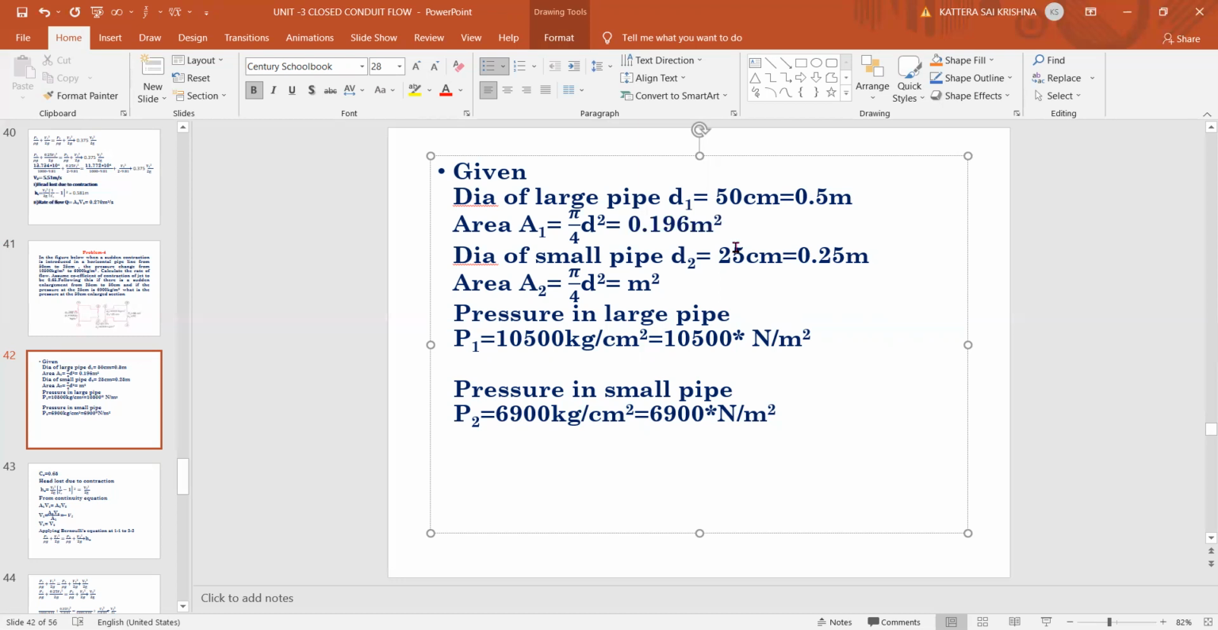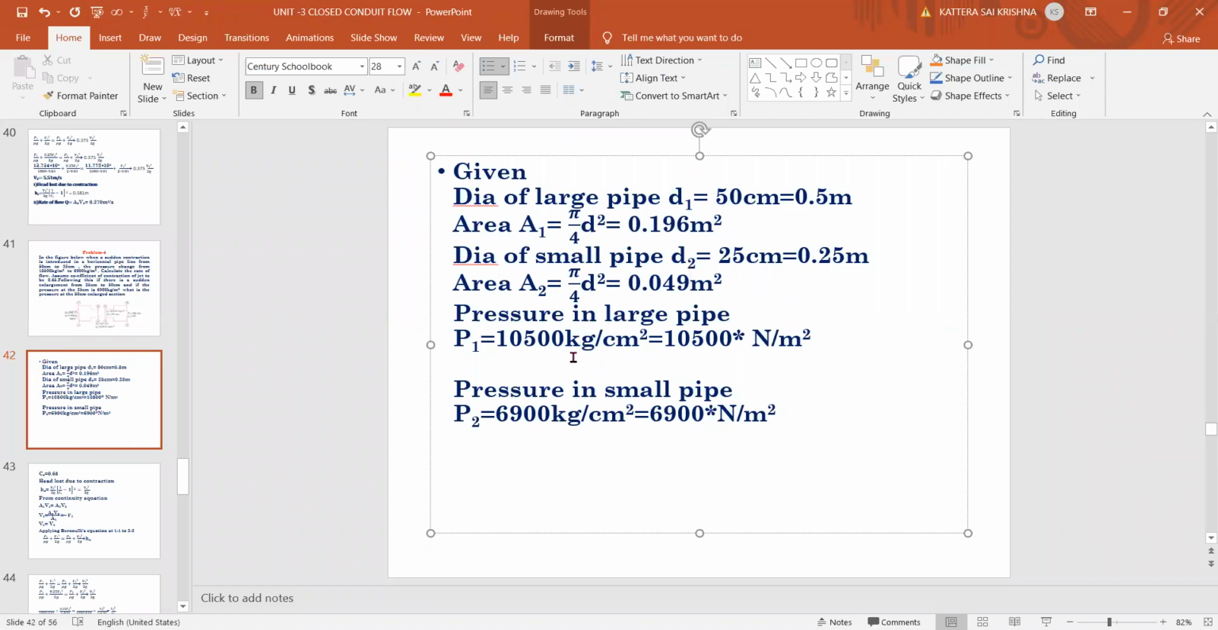0.196 meter square. So next, the diameter at section 2, D2, is 25 centimeter, so that is 0.25 meter. So area becomes pi by 4 into 0.25 square. Tell me the area. 0.049 meter square.